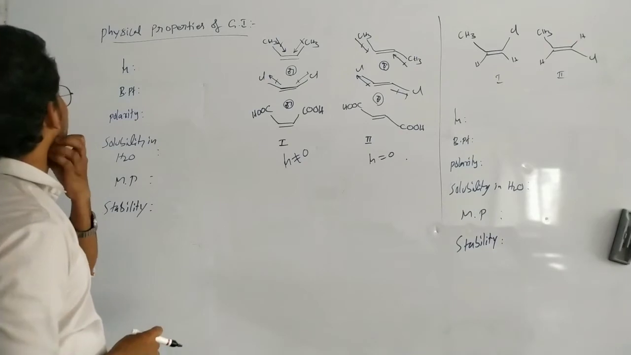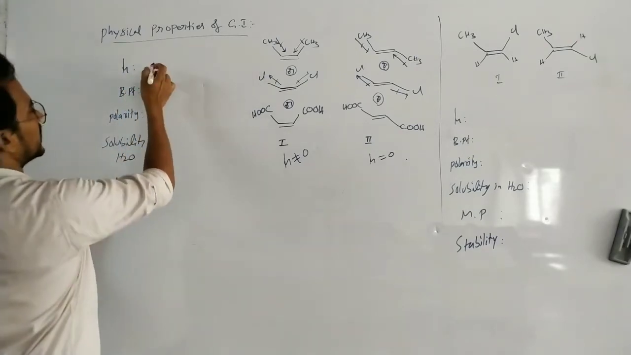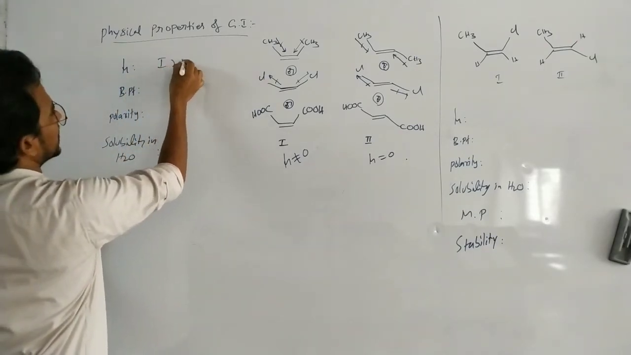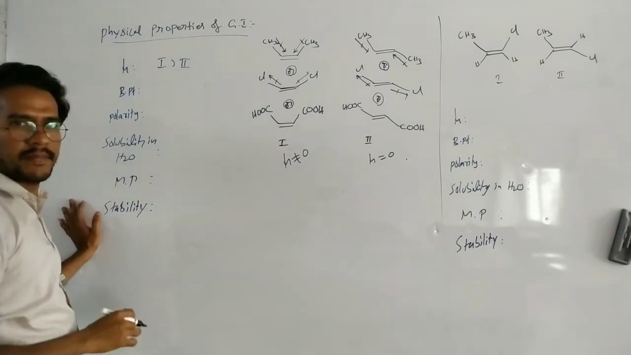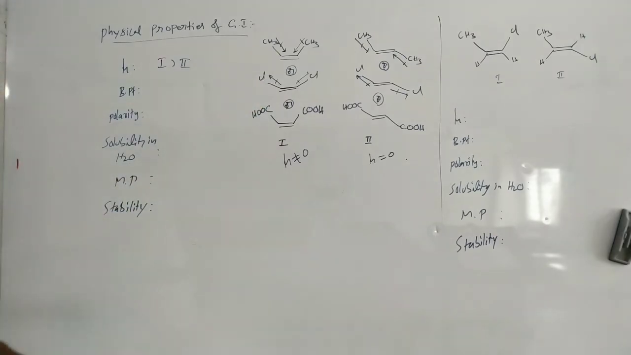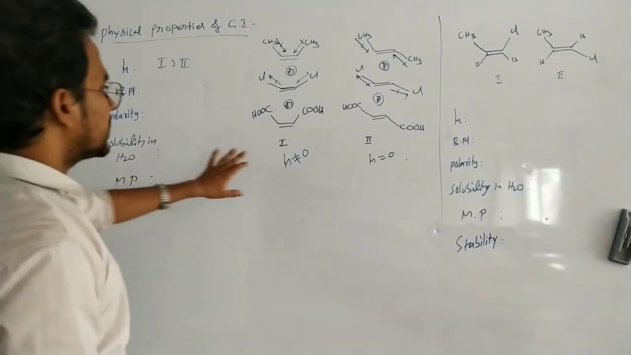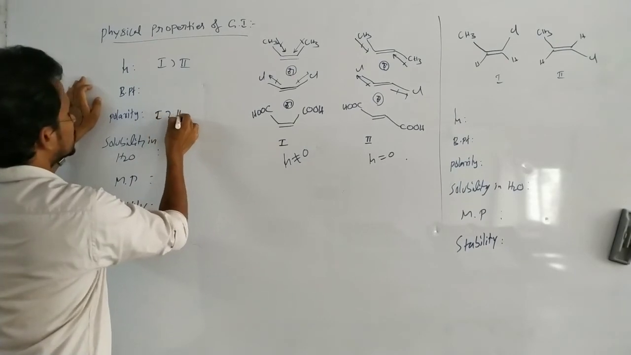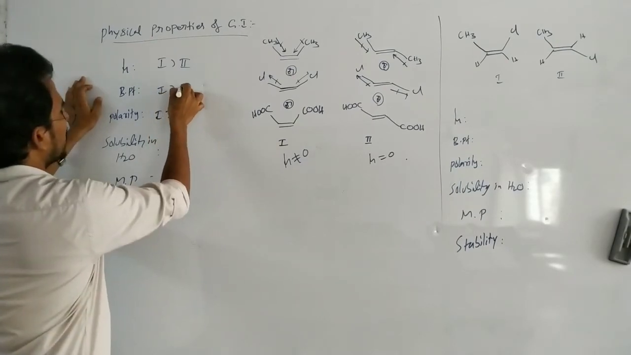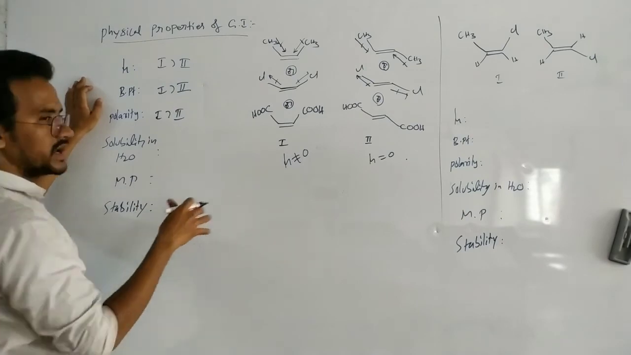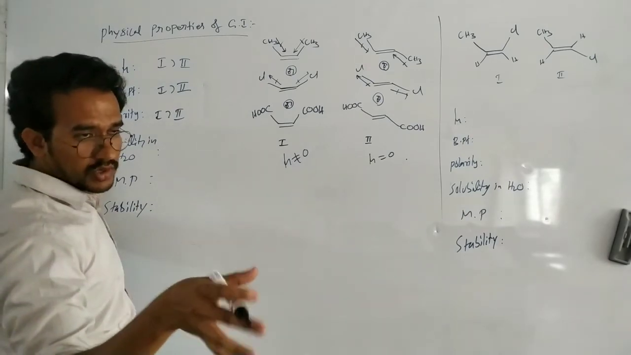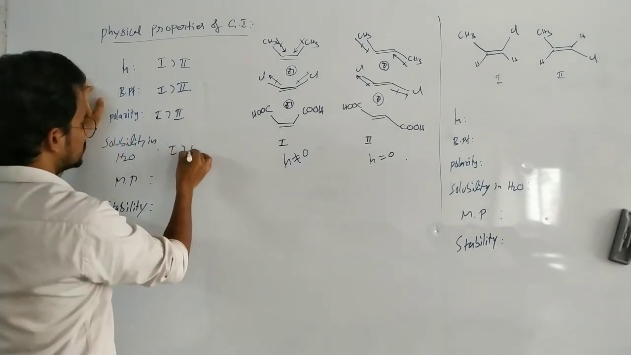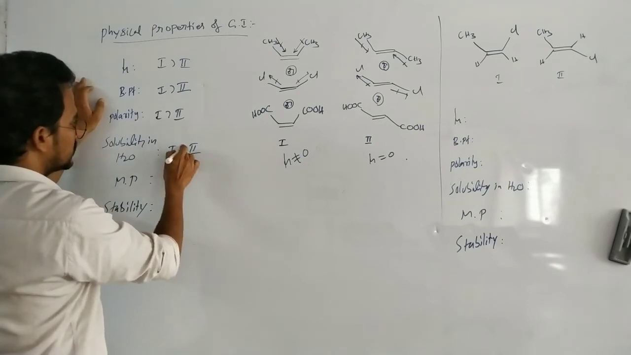Now here, in this case, the first compound has a higher dipole moment for this example. Next, the higher the dipole moment, the higher the polarity. So first one is greater than second. Higher the polarity, higher the boiling point. Also, higher the polarity, more soluble in water. So the first one is more soluble in water than the second.